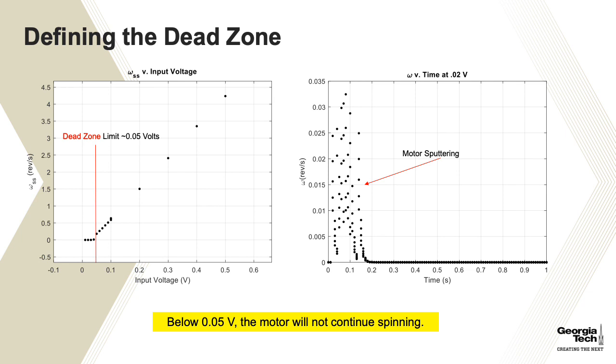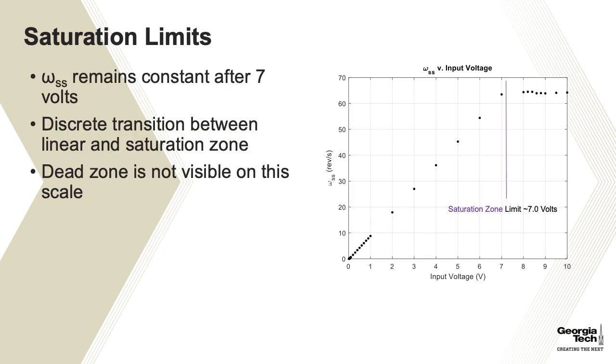The plot on the right shows the angular velocity versus time at 0.02 volts, with motor sputtering visible at time less than 0.2 seconds. The saturation zone characterizes the maximum input voltage until which the motor will still perform, following the same linear manner. The plot on the right is a continuation of the steady-state angular velocity versus input voltage plot from the previous slide, where the purple line depicts the lower bound of the saturation zone limit at 7 volts. Anything past this and the steady-state angular velocity remains the same. And around the purple line you can see a discrete transition between the linear zone and the saturation zone.